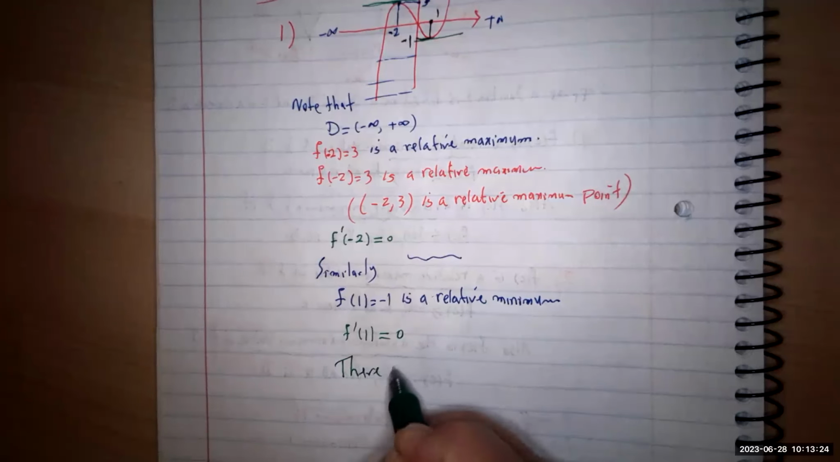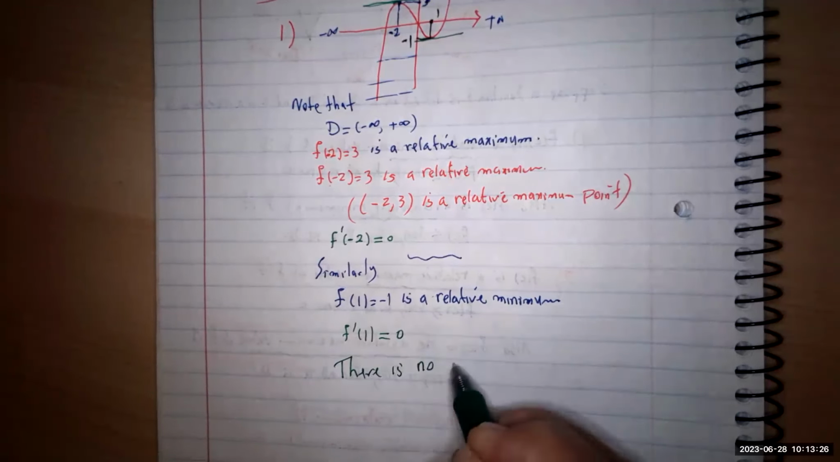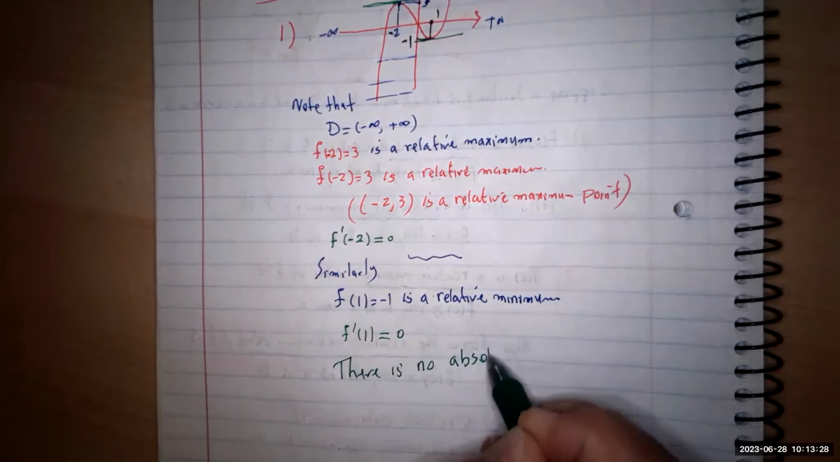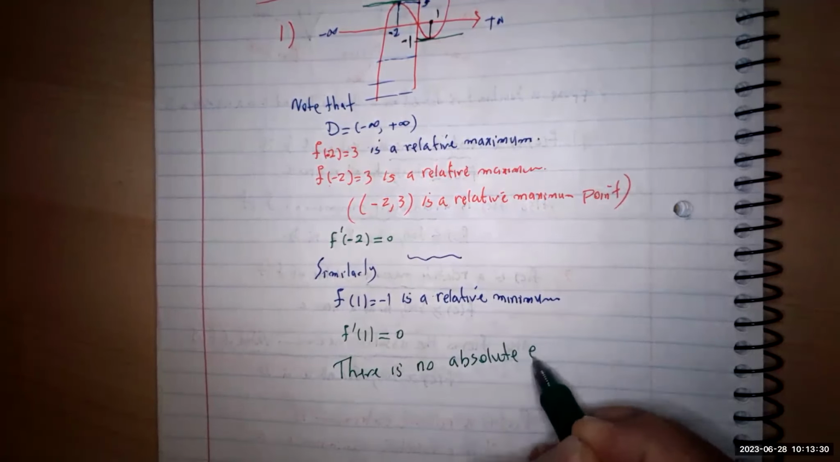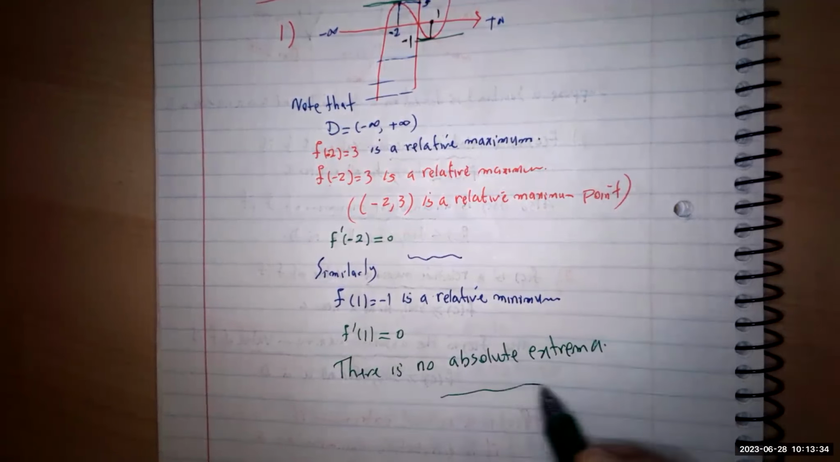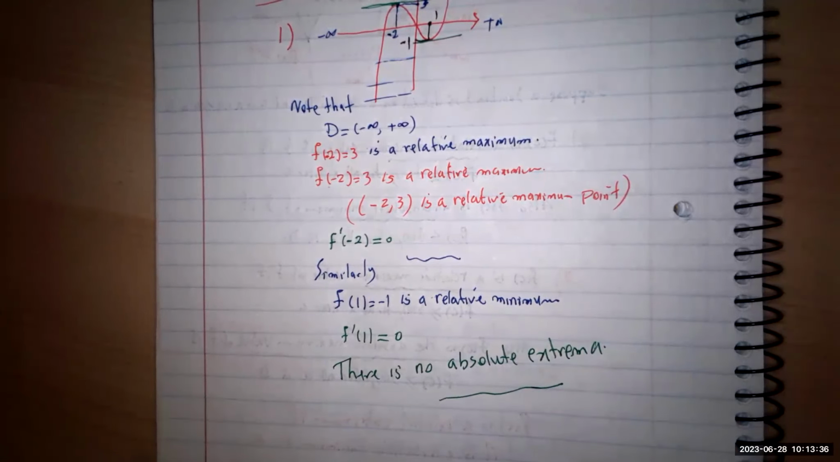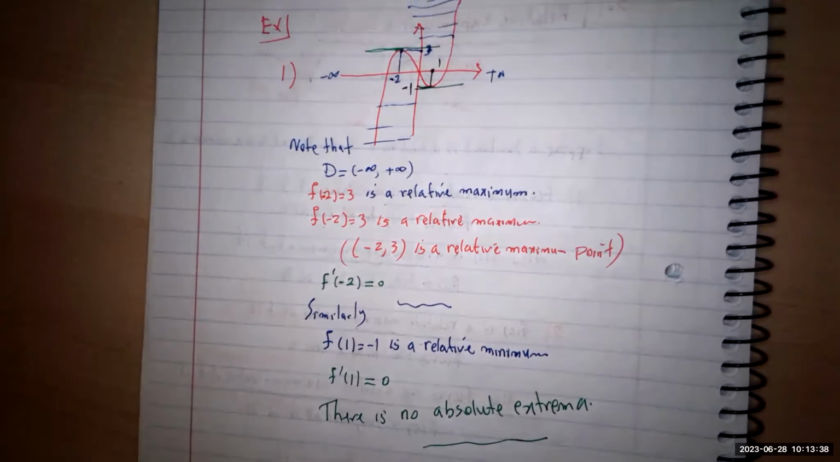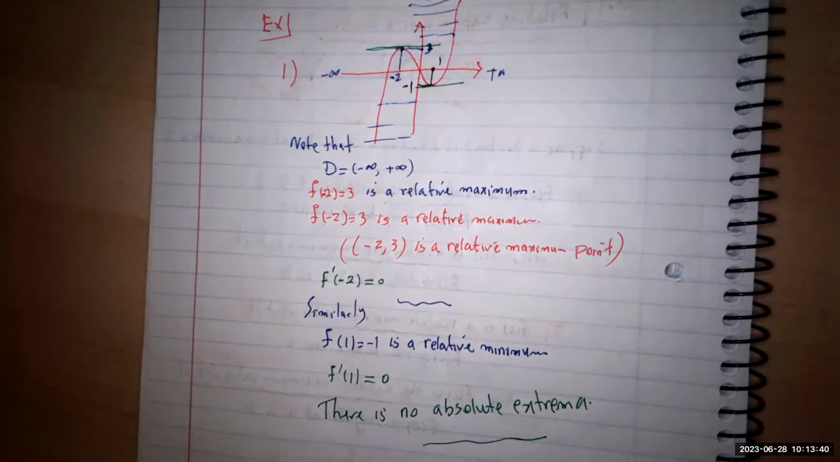There is no absolute extremum, or extrema. So you cannot find the absolute maximum or the absolute minimum for this function. Okay, so that is the situation we're going to have for the domain. Any question?